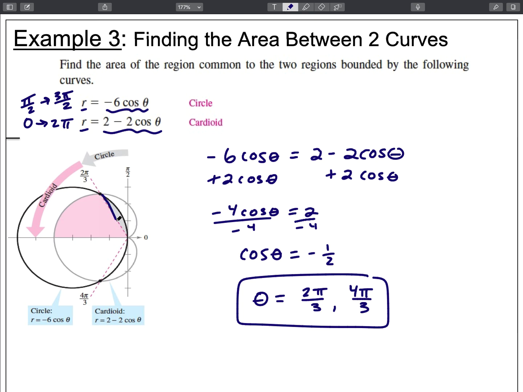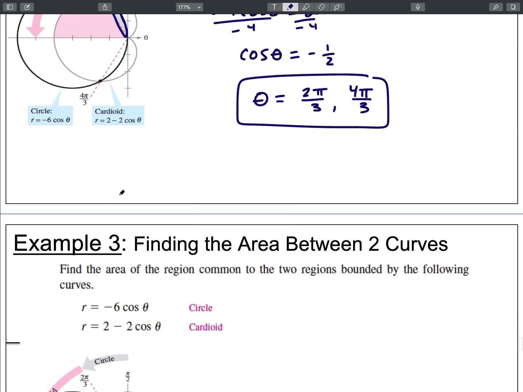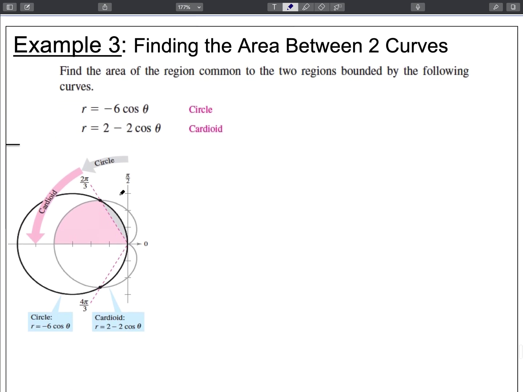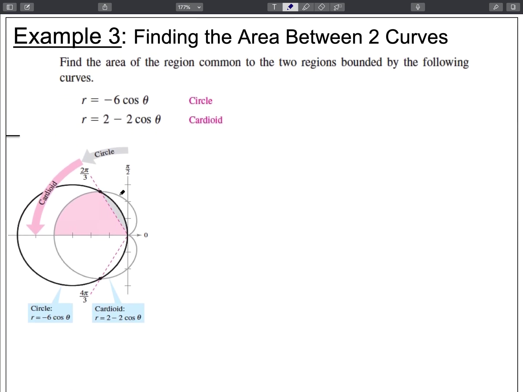So what if I want to find this little gray sliver? Well, I know that the gray sliver is entirely dependent on the circle. Notice it doesn't go all the way out to the cardioid. It stops here on the dark black line for the circle. So maybe what I can do is slide down and give myself a little bit more space. So to find this little gray sliver here, let's say we're doing it with the circle. We know that the formula for area in polar is going to start with a 1/2. We have an integral. Well, where is it going to start? It starts right here. That's at pi over 2.